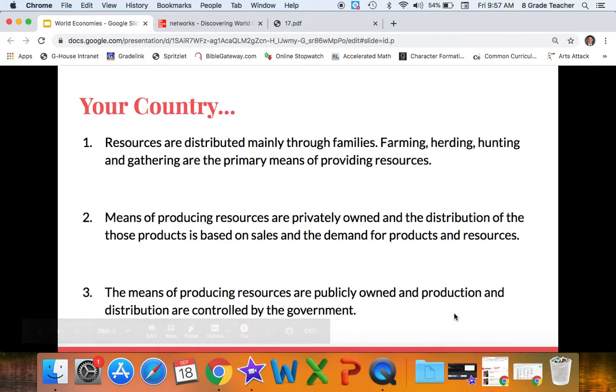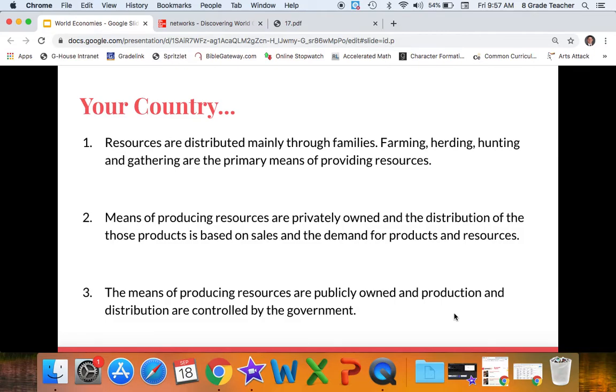I also want you to think about, if you got to choose your country, what country would you want to live in? We just thought about wants and needs. What if you got to choose the country that you wanted to live in? You had to design the economic system. Here are 3 different examples, and I want you to think about which of these places or which of these economic systems you'd like to live in the most.